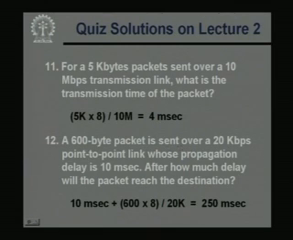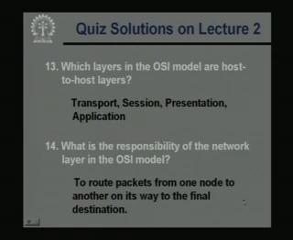A 600 byte packet is sent over a 20 kbps link whose propagation delay is 10 milliseconds. After how much delay will the packet reach the destination? Well, in this calculation you will first take the propagation time plus the packet transmission time. The total comes to 250 milliseconds. Which layers in the OSI model are host to host layers? You know, transport, session, presentation, application. These are host to host or end to end layers.